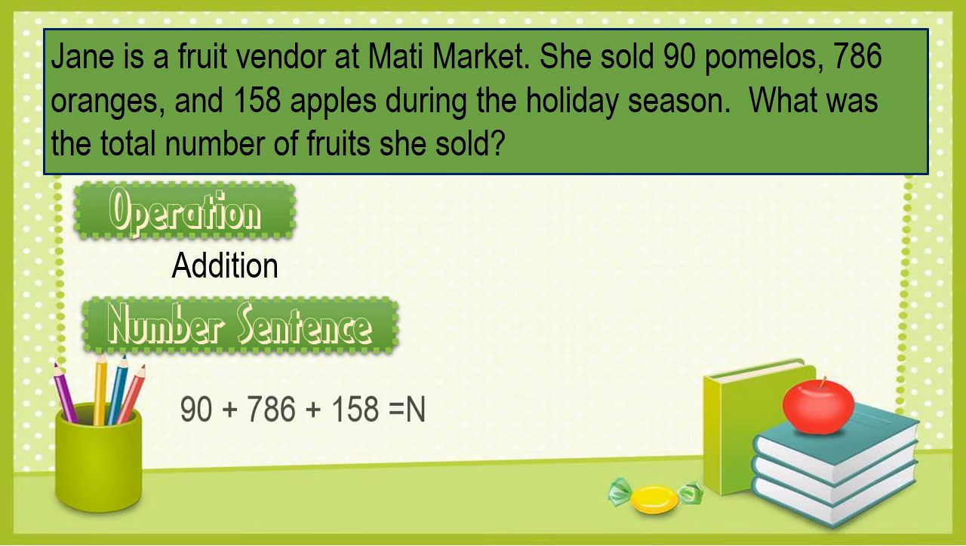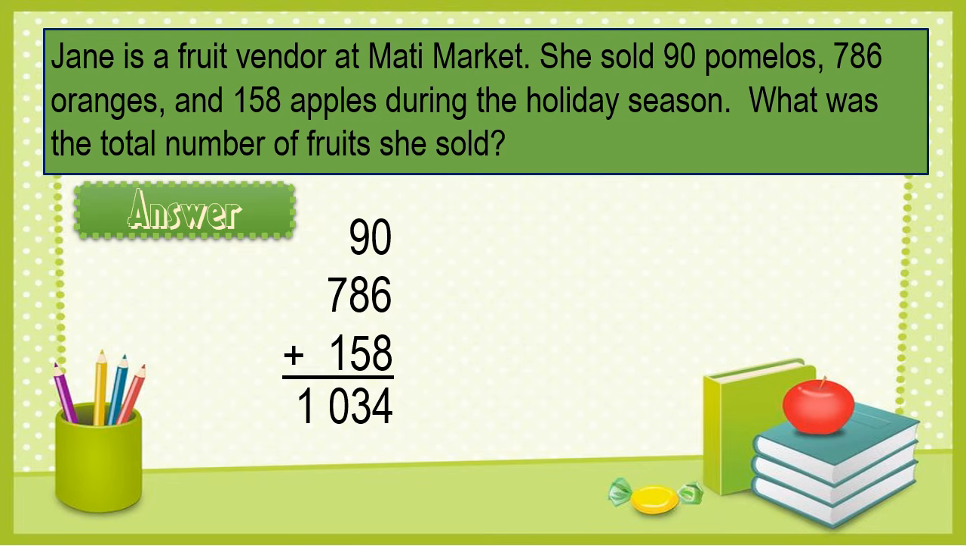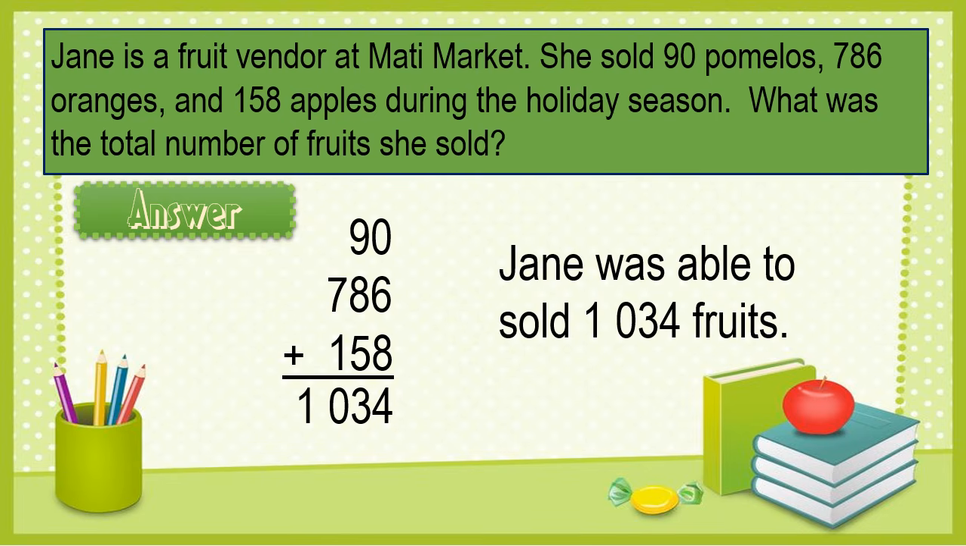Using our given, we will have 90 plus 786 plus 158 equals n, or any number. This time, we will try our number sentence by simply adding all the given. 90 plus 786 plus 158 is 1034. Jane was able to sell 1034 fruits.